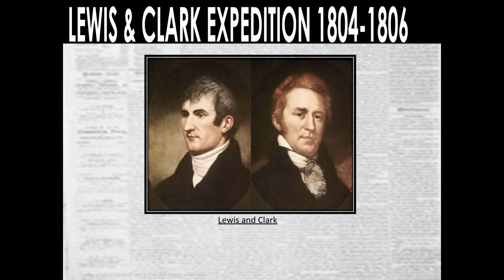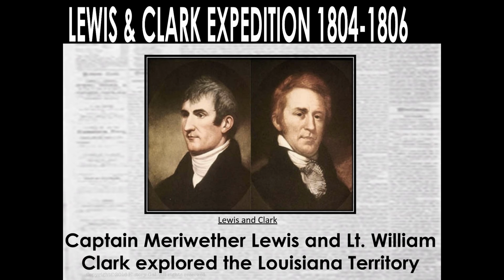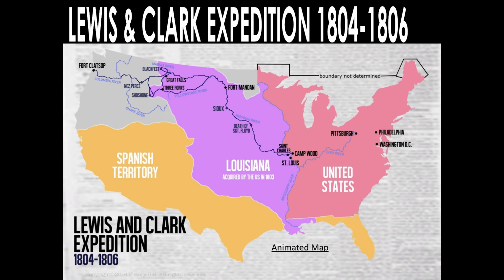So then it ushers in the Lewis and Clark expedition. This is from 1804 to 1806. Really what Thomas Jefferson was trying to do was see what is really out there. So that's where Lewis and Clark go westward to see what was really out there. To their surprise, Captain Meriwether Lewis and Lieutenant William Clark explored the Louisiana Territory. They were ordered by President Jefferson to see what was really out there.